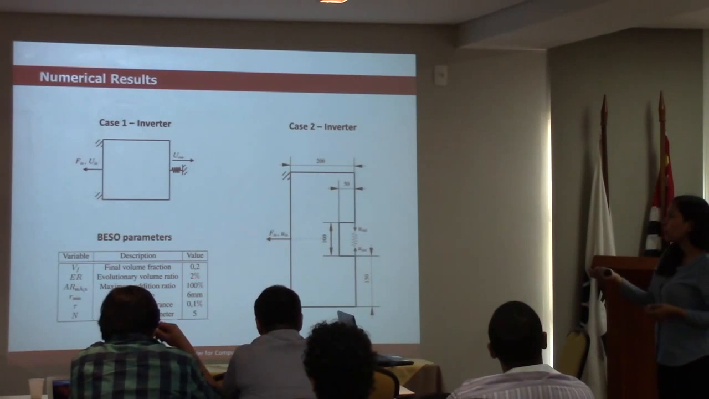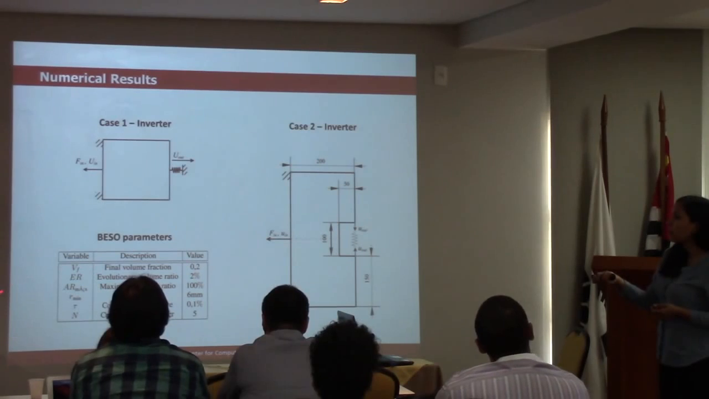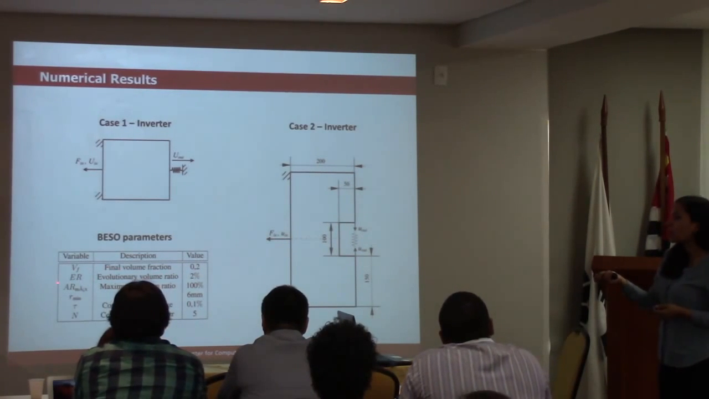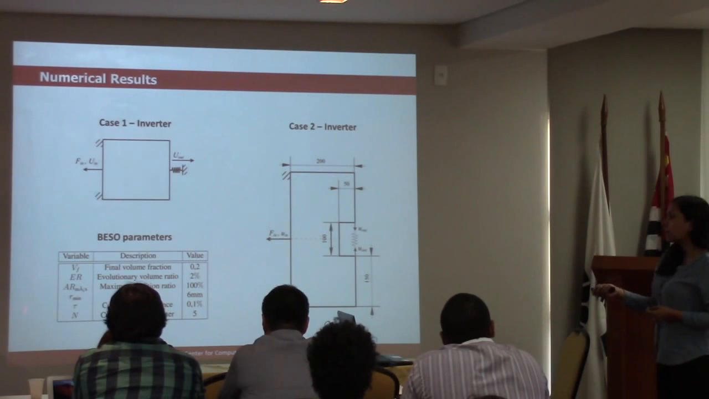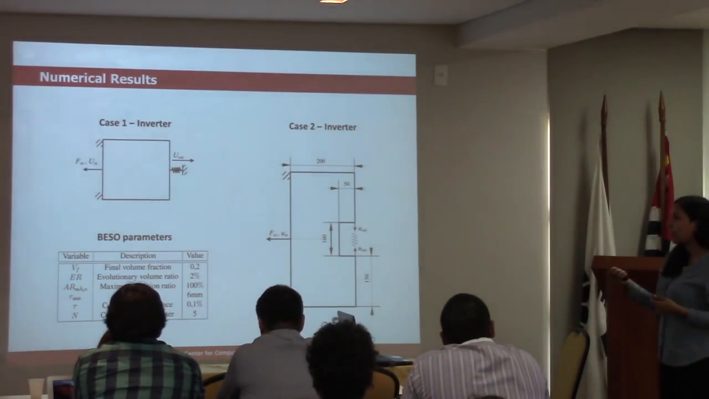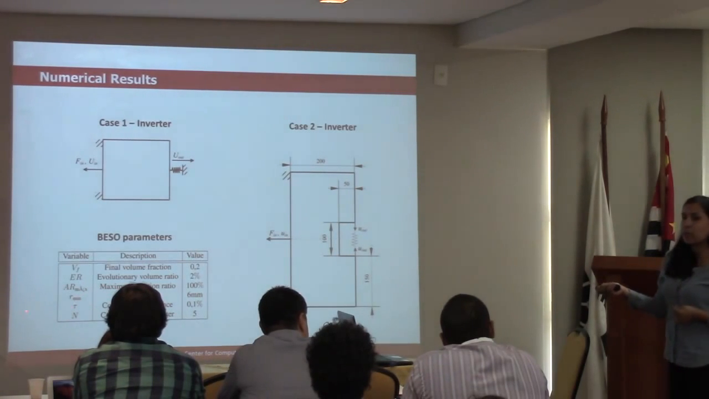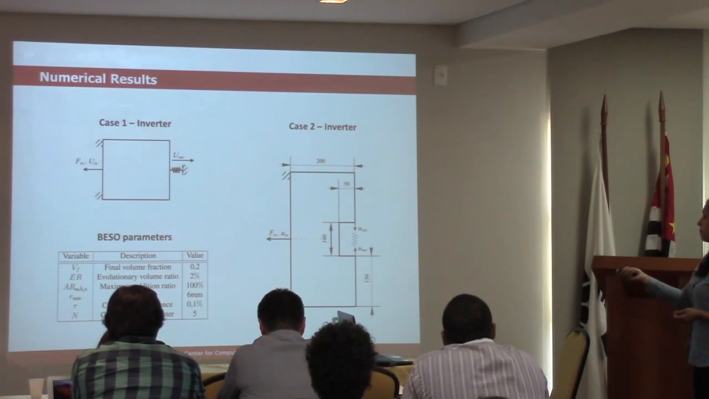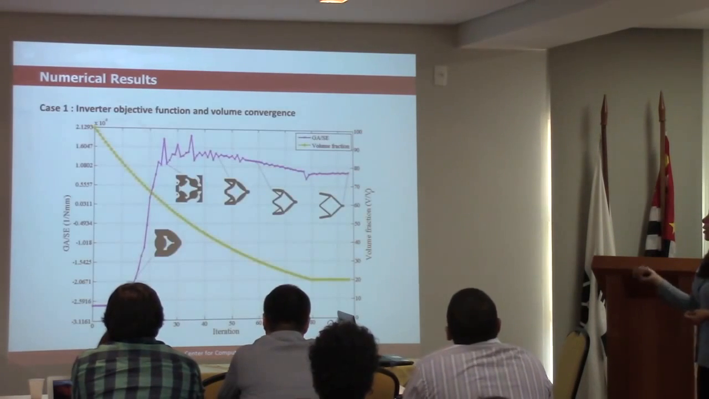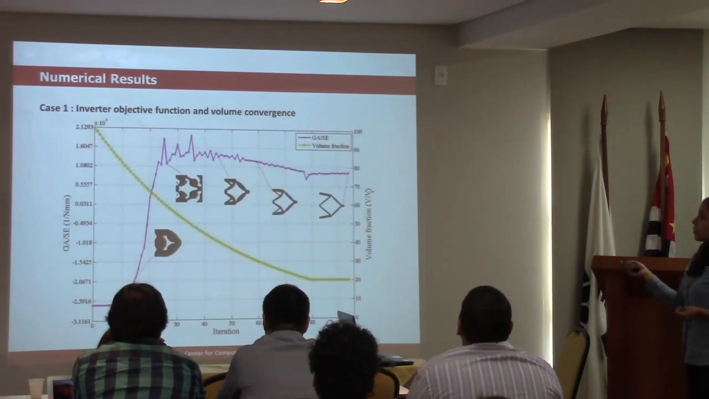Right here are some basic parameters. I told you some about them. This determines how much will be removed in the next iteration. This represents how much can be added. This is about the filter scheme that I told you was necessary to avoid those numerical problems. We're talking about the first case, the inverter, and these were the results I found.